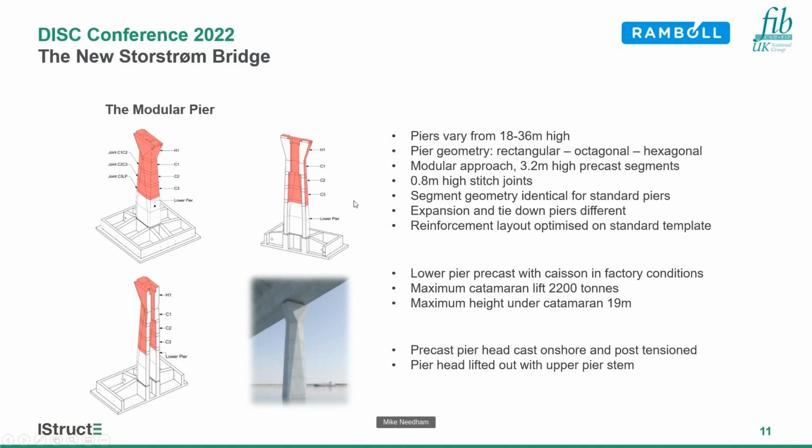The geometry is carefully set up so it's identical for the standard piers. So every time you see a C1 or a C2 or a C3 segment, those are all geometrically identical, and you can build your height up through combinations of those. The expansion and tie down piers are similar but different because of the need for a bigger pier head to accommodate the extra bearings and tie downs.